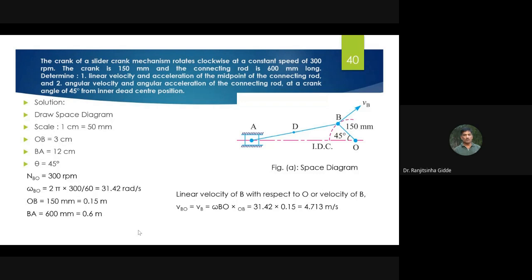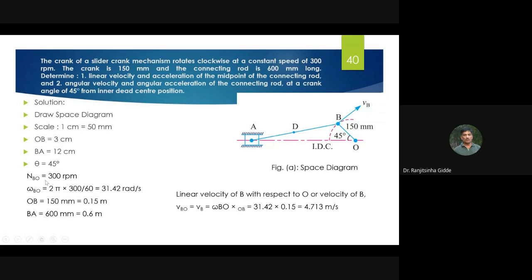Then you can write the speed of the crank. It is given. It is 300 RPM. So this is OB. OB is the crank. And this B point is the pin connecting the connecting rod and the crank. And this is rotating. So you can write NBO is equal to 300 RPM. This is also given.